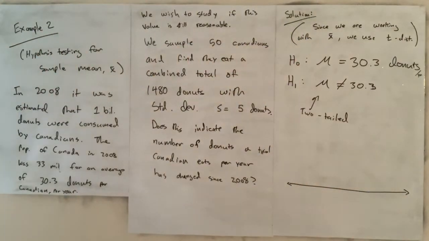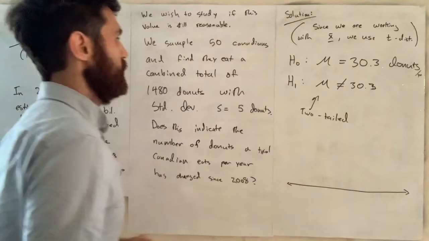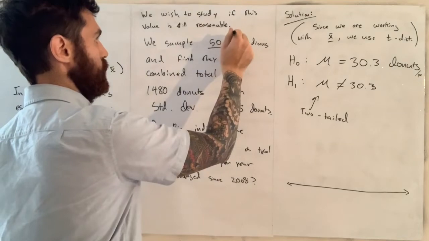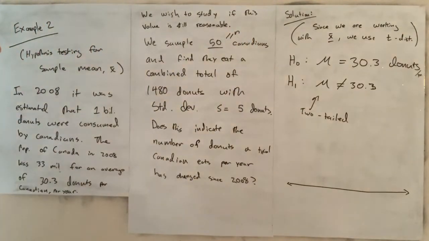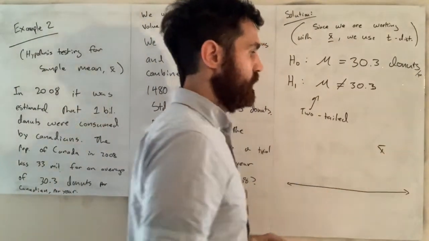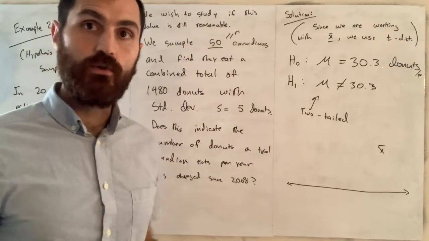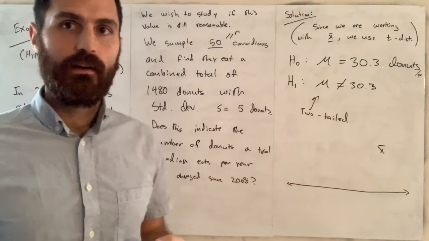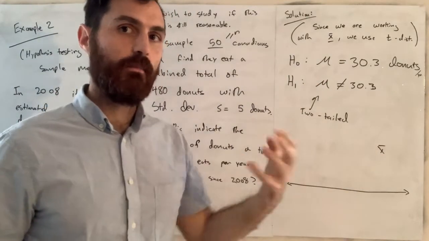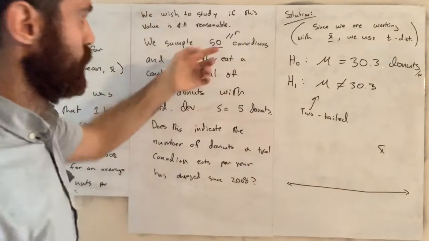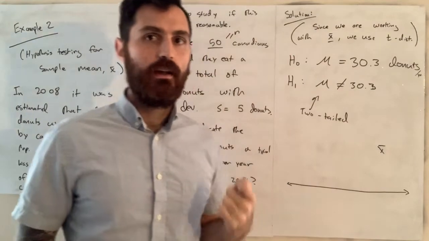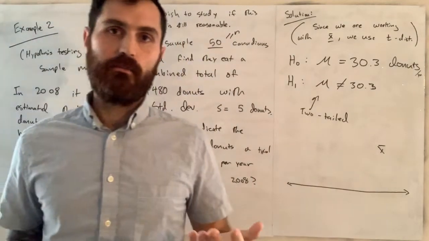We are using X bar, and we're using a sample of 50 Canadians. And so what we can assume is that the distribution of X bar is normal. Why can we assume that? Well, we have two things to check. Since we're working with the sample mean, we just need to make sure our sample size is greater than 30, which it is, 50 is greater than 30. And we also have to make sure that the sample size is less than 5% of the population.